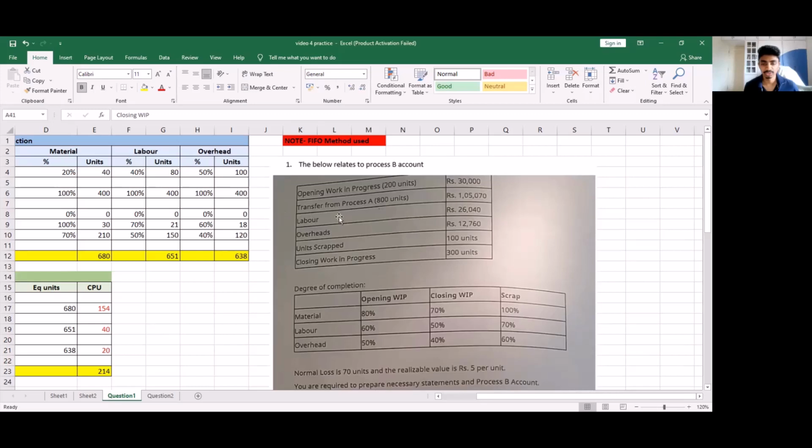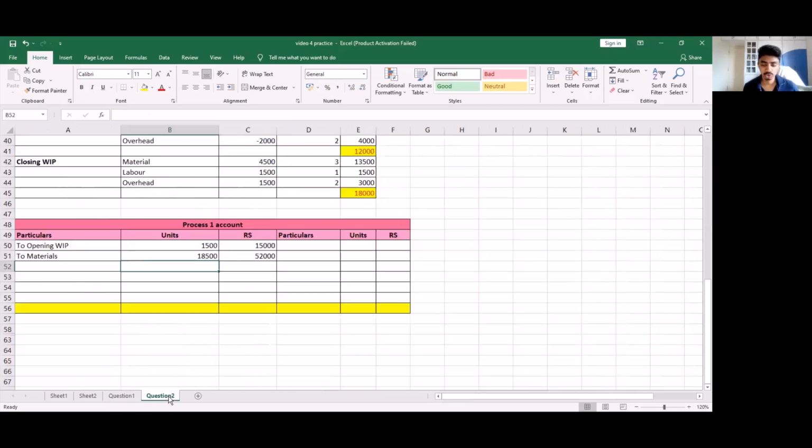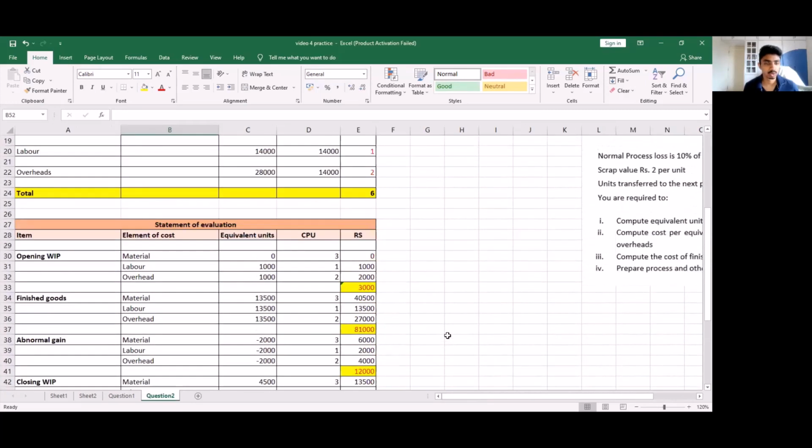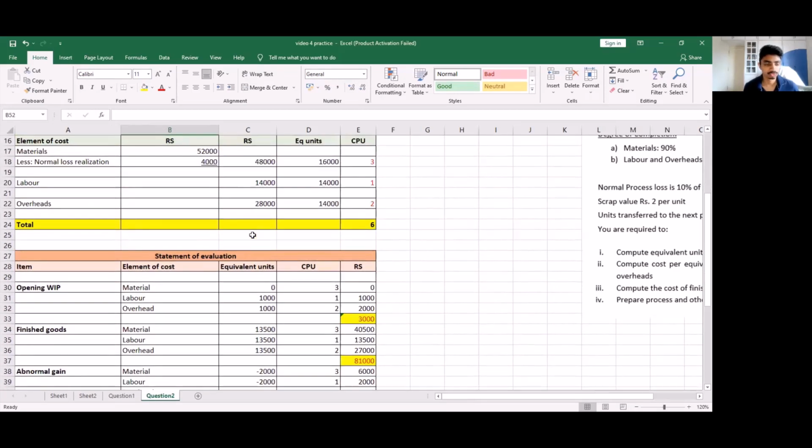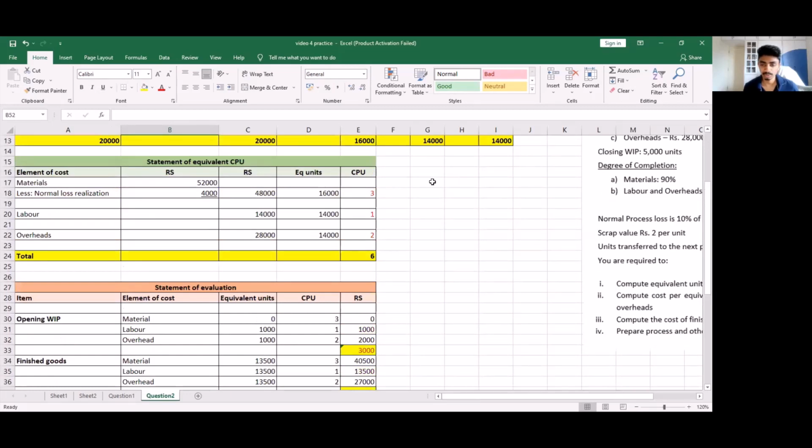So we are given transfer from process A, which is our raw materials introduced. We've been given 800 units, 1,05,070. But along with this, we're also given two materials, which doesn't have the number of units, but has a cost. So in this case, there will be two changes or two effects in what we do. Our first effect will be in our statement of equivalent cost per unit. Over here, the format is going to be, first, we write our raw materials introduced.